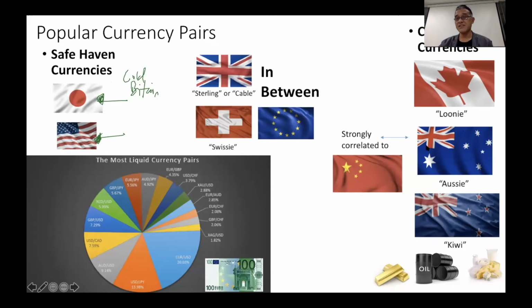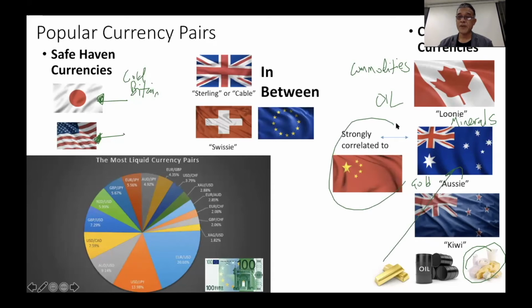Now, on the right side here are the commodity currencies. When the economy is going well, commodities are being sold throughout the world. China is, of course, a big consumer of commodities. The commodity currencies are like the loonie, the Canadian dollar. Of course, they sell a lot of oil. The Aussie is all about minerals, iron ore, and all that, with the steel. And the Kiwi is all about dairy products. This is another group of commodities. But gold is also very much correlated to the Australian dollar.